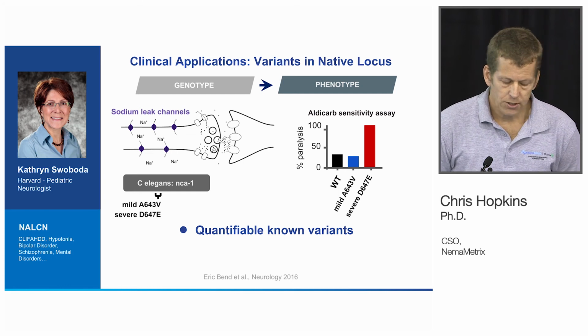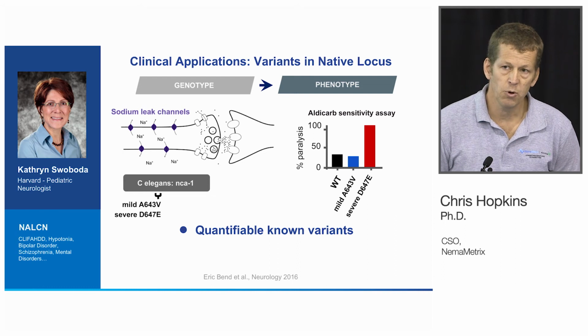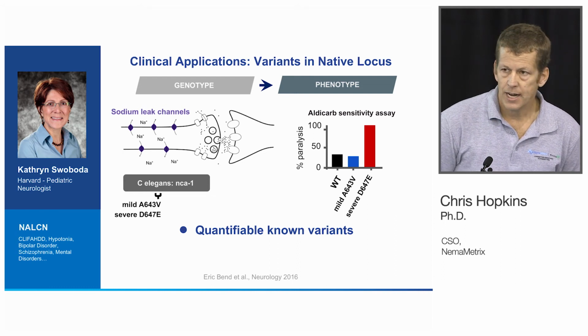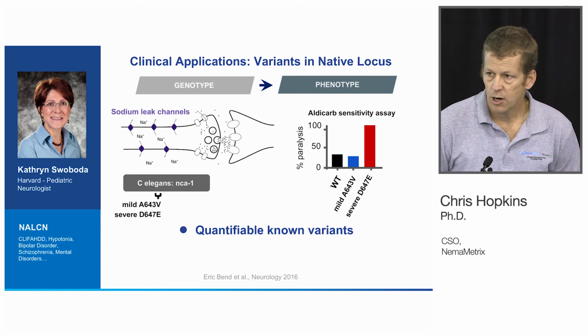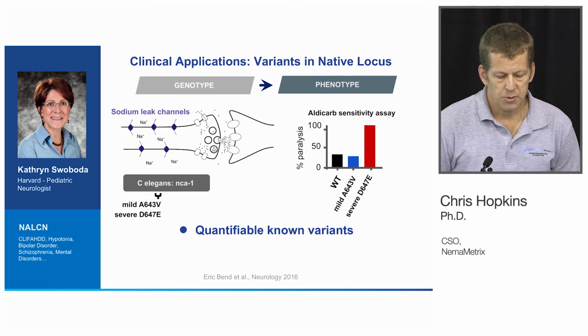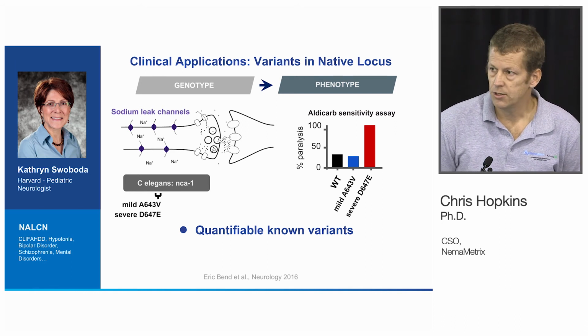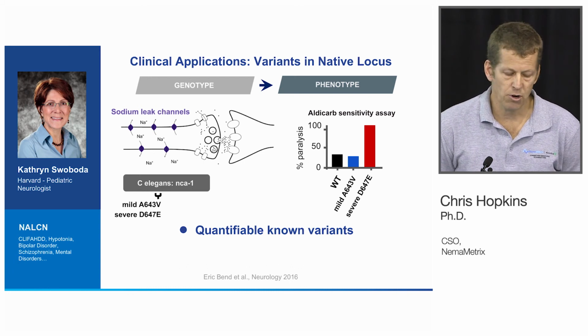She took advantage of C. elegans, which has two different alleles, known to be one severe and one mild. When she looked at those in an assay, she saw a differential response. The assay she used was the aldocarb sensitivity assay. When aldocarb is exposed to the animals, they get paralyzed. If you expose them at a low dose, you get a slight paralysis. That's what we see with wild type, about 25% paralysis.